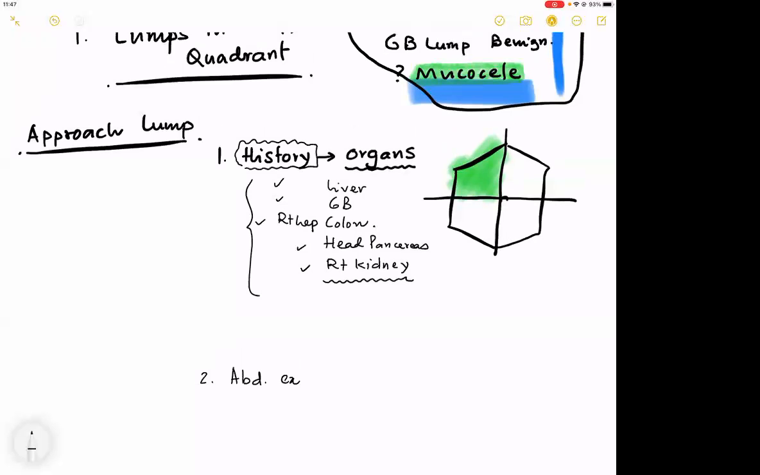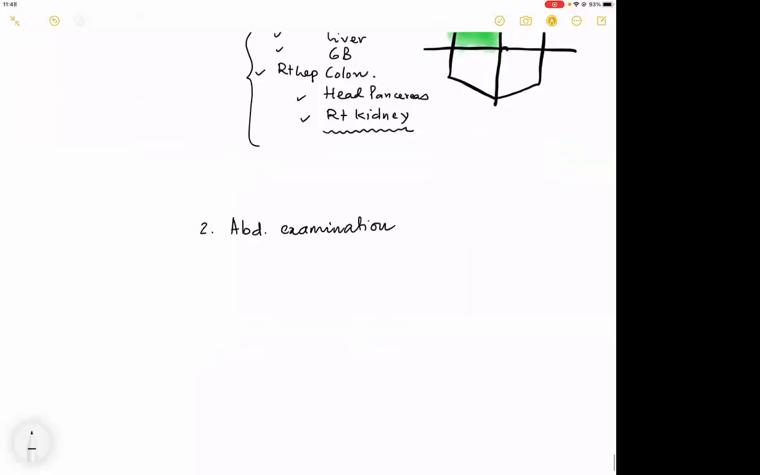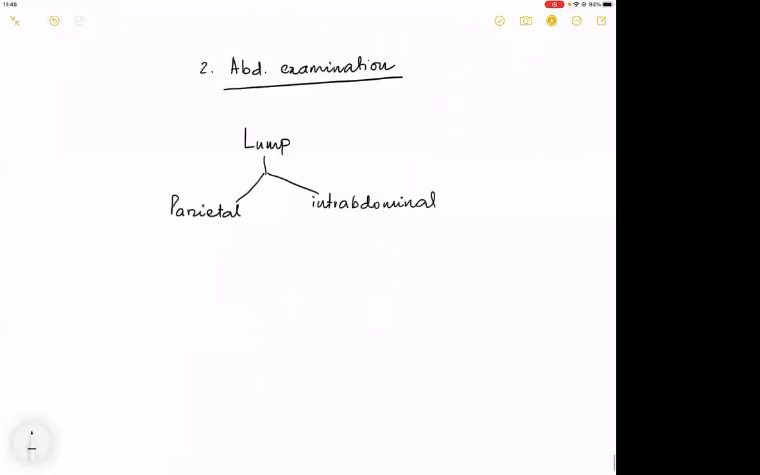History. You have not touched the patient. When you touch the patient and complete your abdomen examination, the first thing to determine is whether the lump is parietal and intra-abdominal. Now remember, I've told you about right upper quadrant lump. This rule, the first rule, is applicable to all. How to know it is parietal versus intra-abdominal?